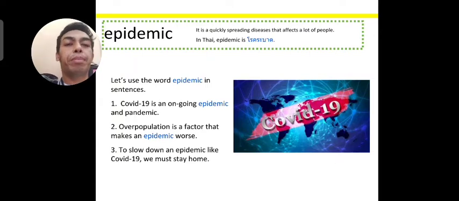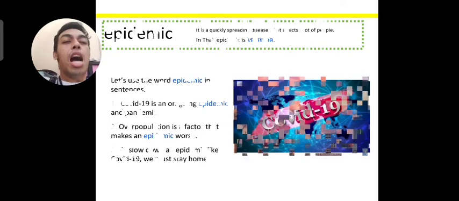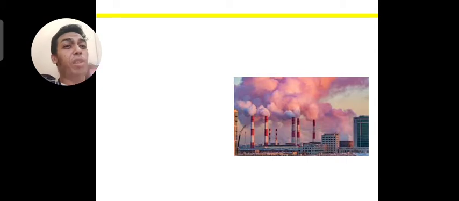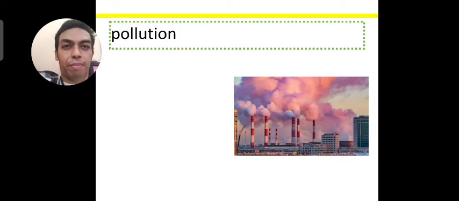And our last sentence for this word epidemic is to slow down an epidemic like COVID-19, we must stay home. So for us to get rid of epidemics, we must stay home and we must avoid contact with other people or social distancing. Okay? So our next and final vocabulary word for the first lesson would be pollution. Let's say together. Pollution. Let's spell pollution. Pollution. That is pollution.